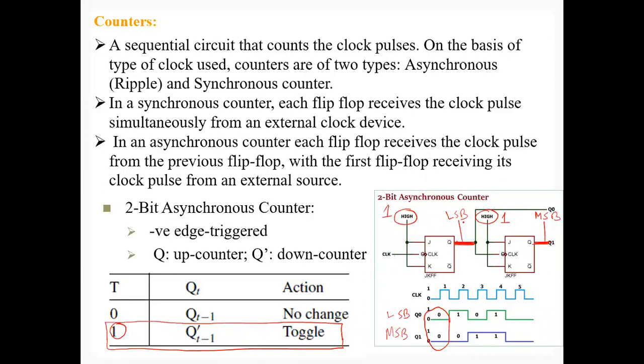Okay. So when LSB is 0, MSB is 0. So this is done, right? Then when MSB is 0 and LSB is 1, you get 0, 1, right? And this is MSB, this is LSB, right? So when you display, you have to switch the order like this.